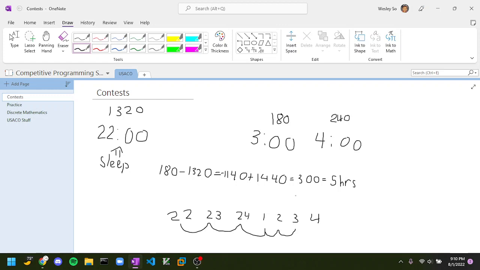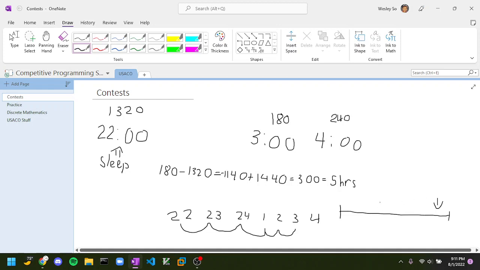And yeah, the reason why it works is if it's negative, so let's say you sleep, okay, let's draw a number line real quick. I think this will be a better demonstration. So you sleep at this point and you wake up at this point. So this would be 3 and this would be 22.